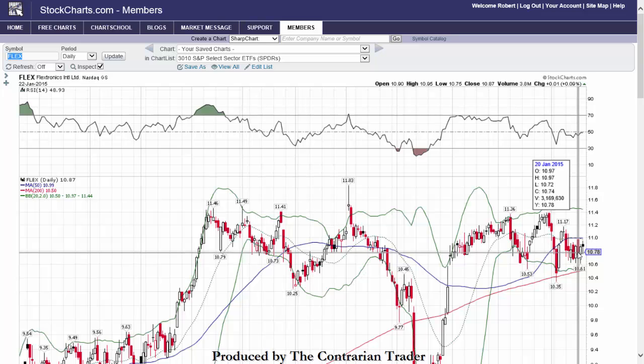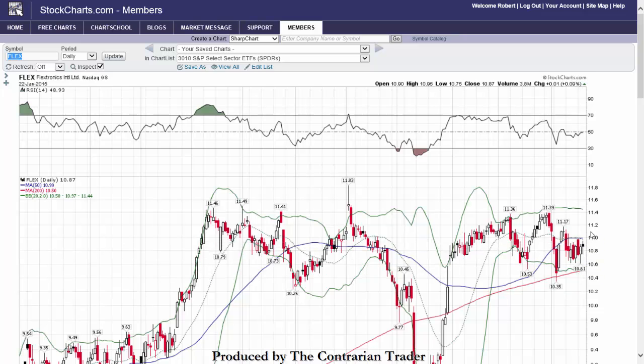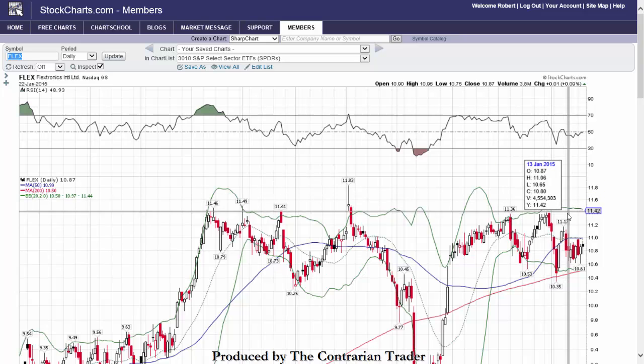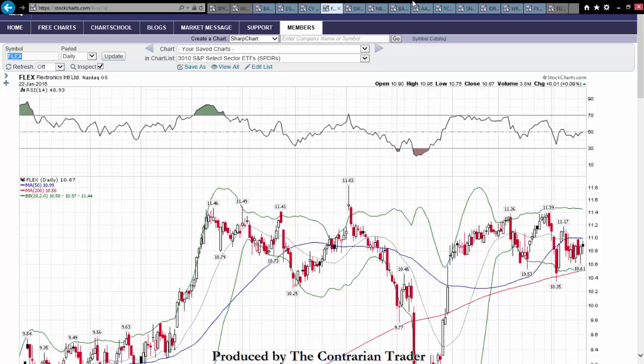I would not buy a full position. I would scratch the itch, buy a few shares, get it out of your system, see if it works. Wait for that breakout and the close above 11.39. Remember the 3-day rule: 3 consecutive days of trading above 11.39. Watch for a continuation move higher. Then I would add to that position.